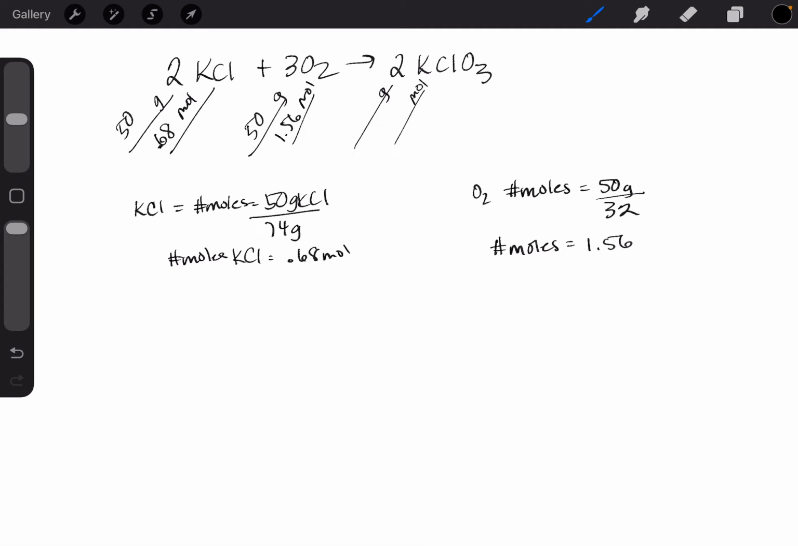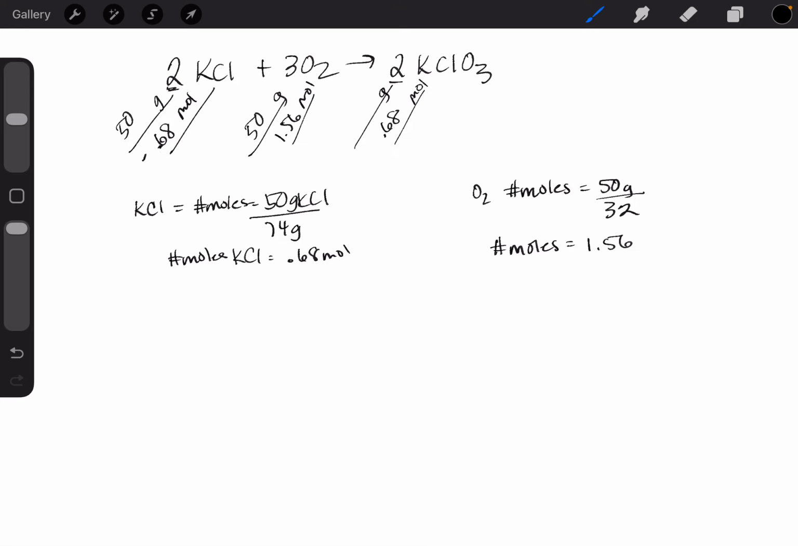Okay, so from here, I'm going to take my 0.68 from my KCl. I'm looking at my ratios here, and I'm trying to keep my brain straight. Because I've got 0.68 moles of KCl, and it's a 2 to 2, so it's a 1-to-1 ratio, I know that I'm going to have 0.68 moles here.